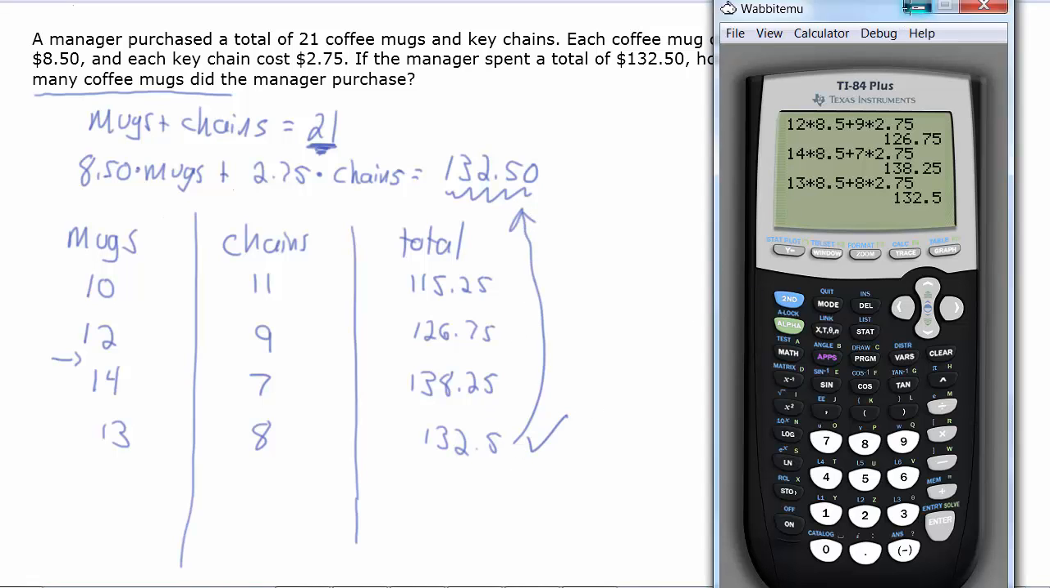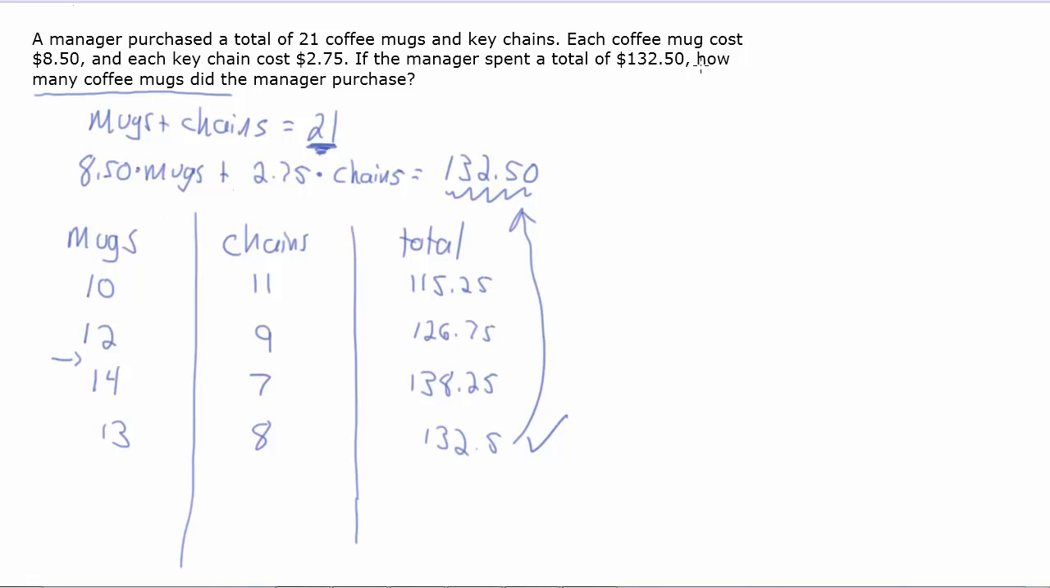Let's check out the problem, make sure what it's asking. It says, how many coffee mugs? So I know that there were 13 mugs, so you could say 13. And there you go.